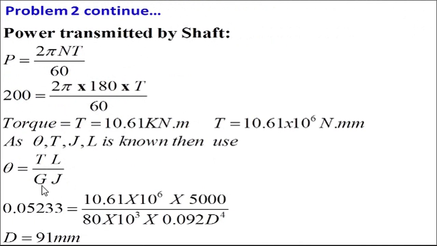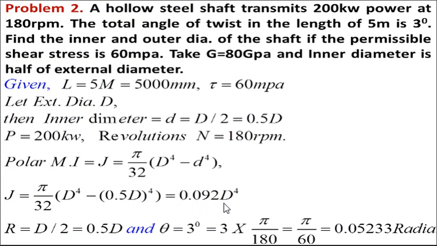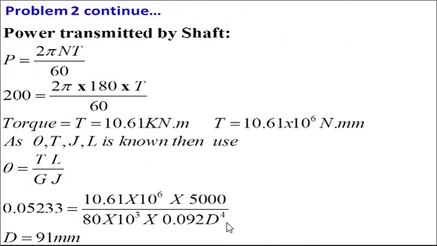So G must be in 10 to power 3, because given in 80 GPa, to convert it into MPa it must be multiplied by 10 to power 3. And J value we have calculated, J is 0.092 d raised to 4. So in this equation only d is unknown. By solving this you will get the value of d, 91 mm.